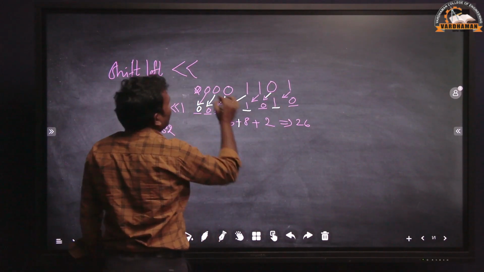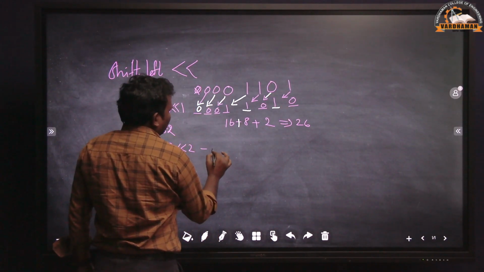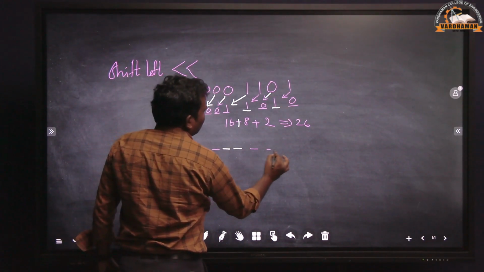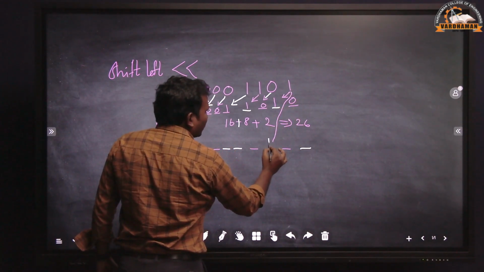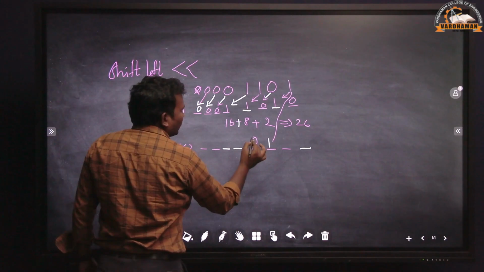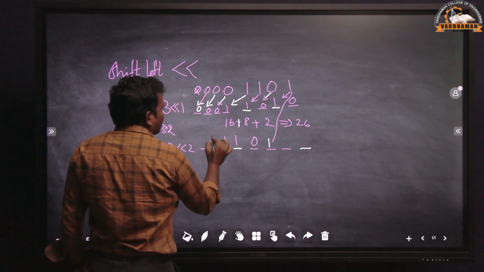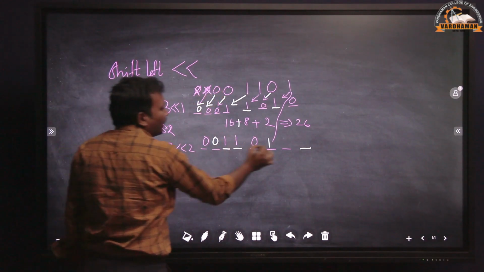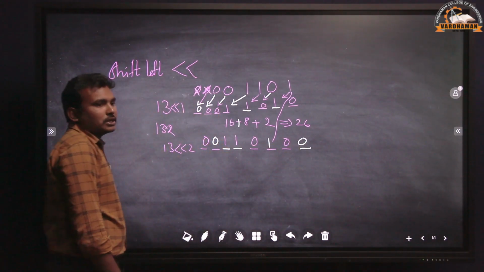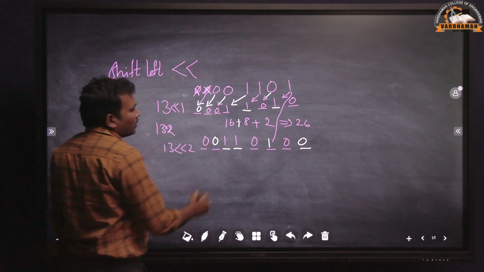2 positions we are moving. For example, this one will be joined here, 0 will be joined here, 1 1 0 0. Now instead of 1, 2 bits will be discarded and 2 bits will be replaced with 0. Now what does this value become? 52.